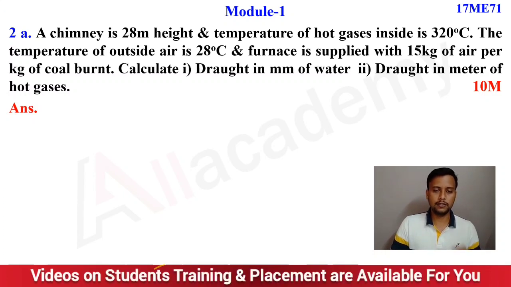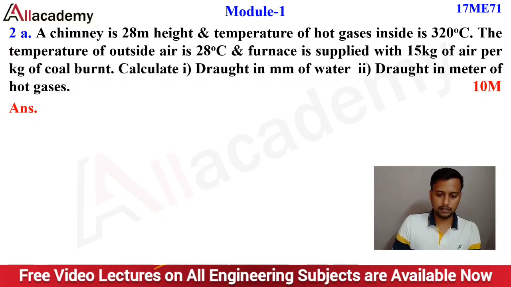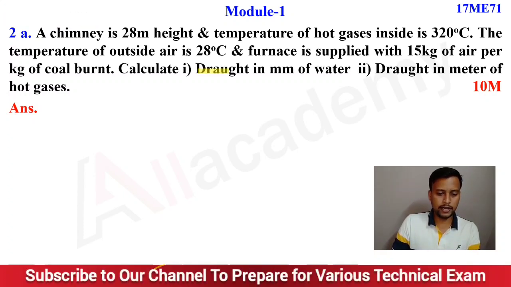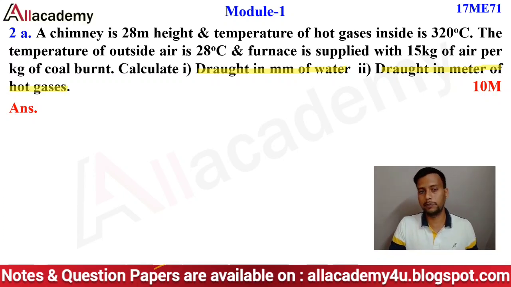This numerical was purely on a chimney. I don't want to read this question, because you already have the question paper. It was asked for 10 marks. You need to identify the draught in meters or mm of water, and another one is the draught in meters of hot gases, because in a chimney there will be hot gases, even as water will be circulating.